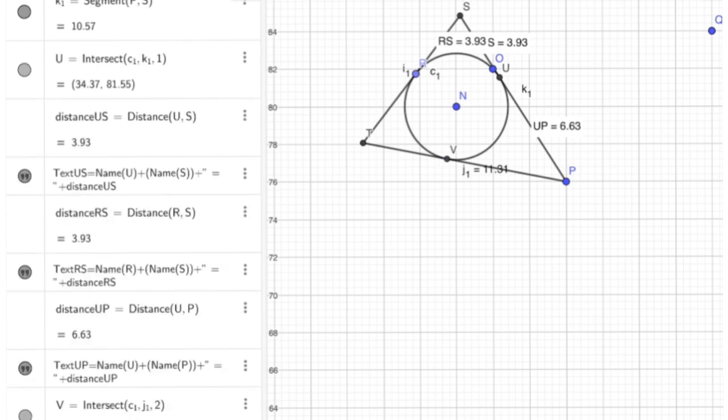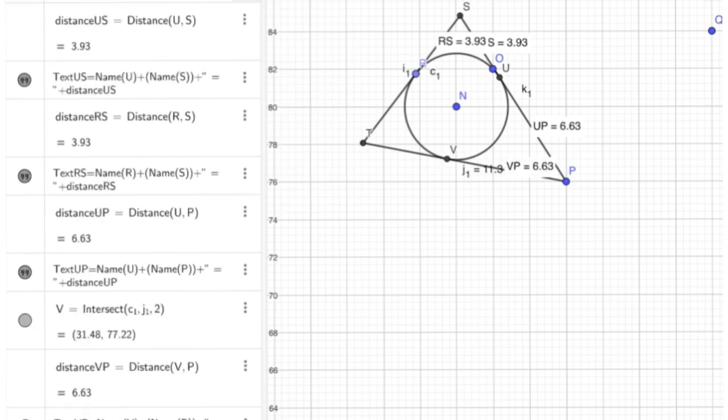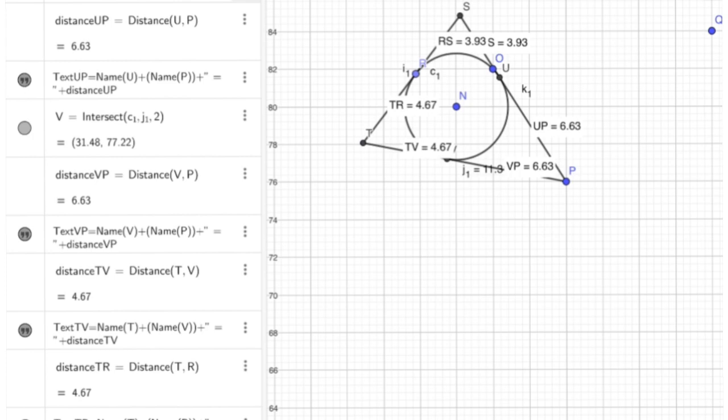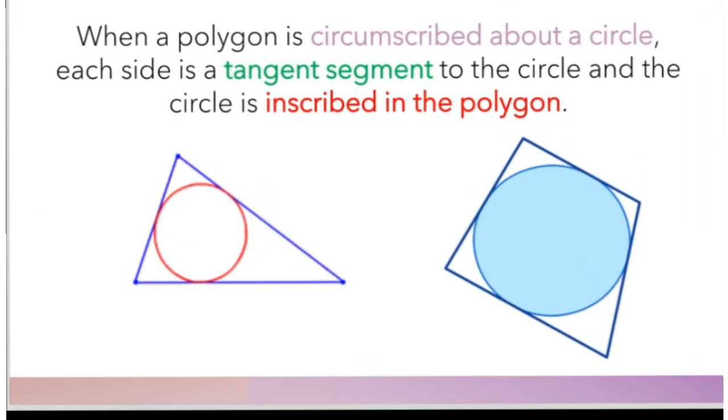Okay, point of tangency, measurement, V to P, T to V, T to up. Okay, so you can see, just applying the tangent theorem here and the corollary should be able to give us a lot of things in terms of the measurements. So let's use it using an example.